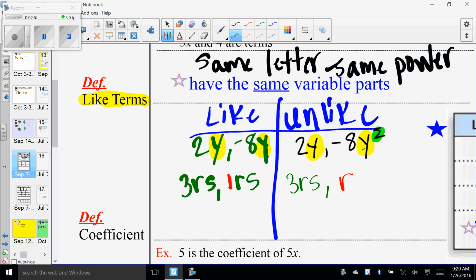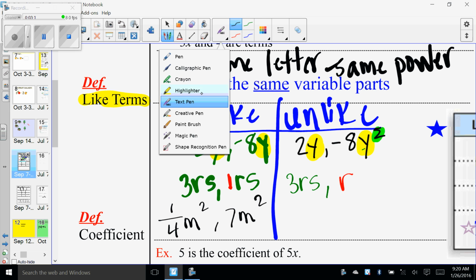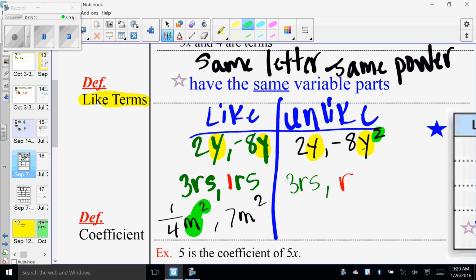All right, let's do one more example of like terms. Let's say 1/4 m squared and 7m squared. Everybody should be writing 1/4 m squared and 7m squared. Those would be like terms. Why? Because they have the same variable m to the same power, m squared, m squared. Again, we don't care about the number in front. We'll talk about that in just a second.